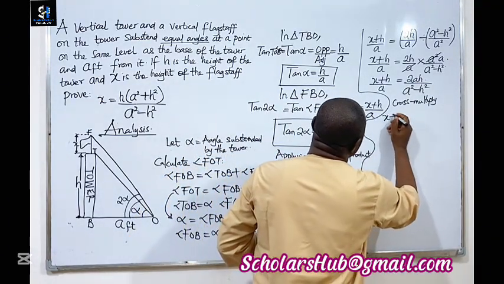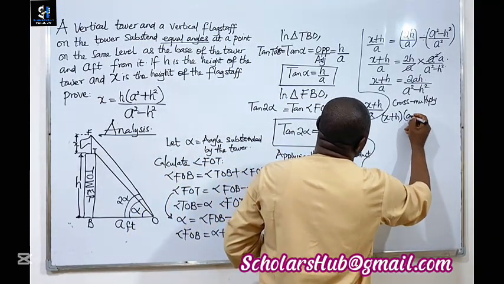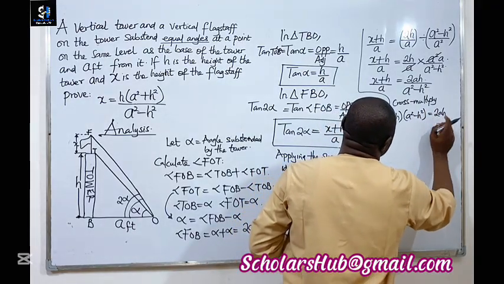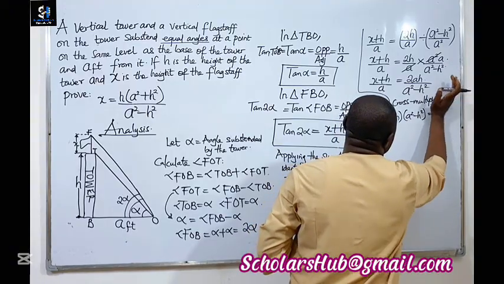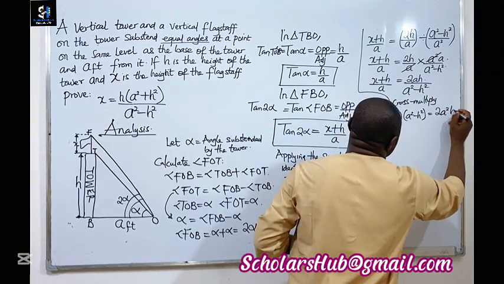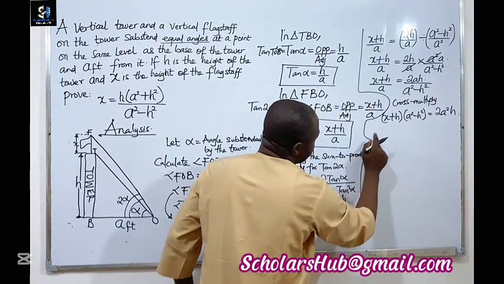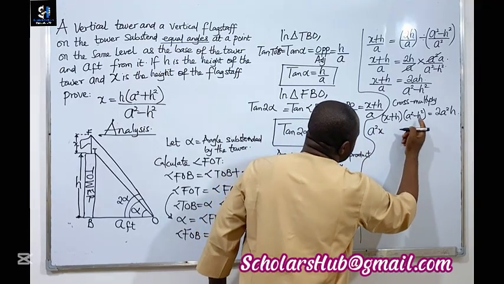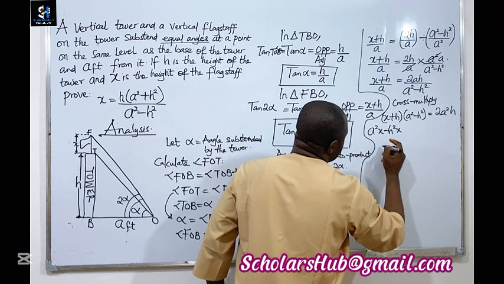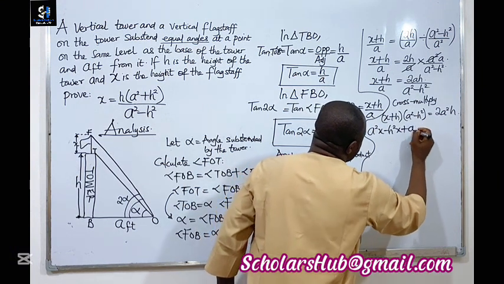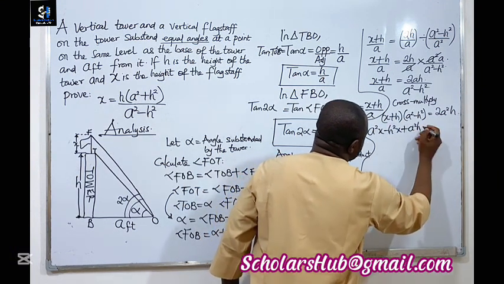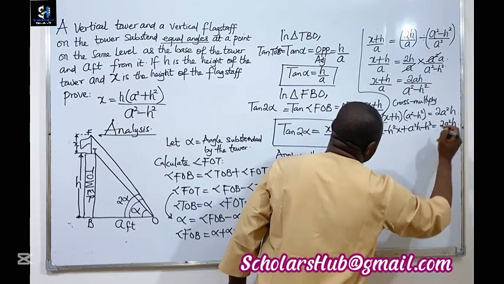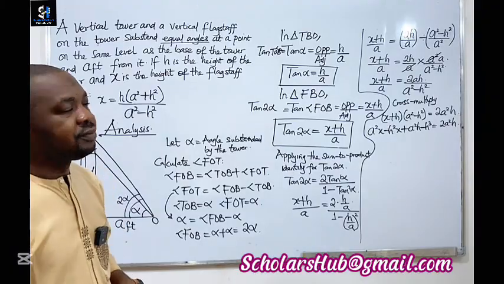So in this case, this will be x plus h multiplied by a squared minus h squared equals 2a times ah, that will be 2a squared h. Now let me expand the left hand side. x times a squared will be a squared x. x times h squared will be h squared x. h times a squared will be a squared h. h times minus h squared will be h cubed. This equals 2a squared h.